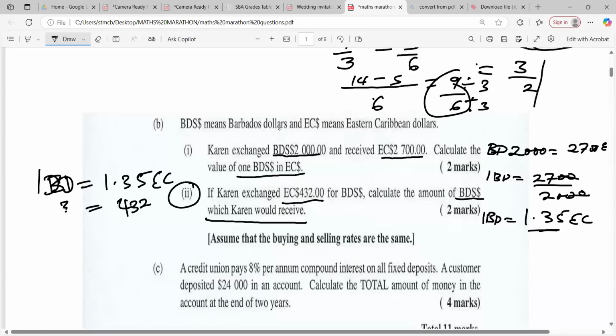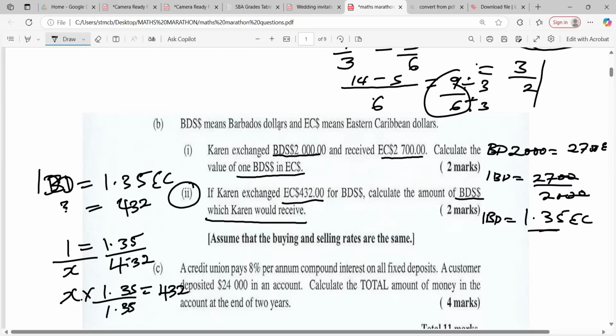So we can just set up a little thing, guys, where we say 1 equal to 1.35, just as it is, right? Over 432. Not 4.32, 432. And we don't know the value of this, so we can call it x. And then we cross multiply. So it will be x times 1.35 equal to the 432. And of course, to get rid of this now, we just divide by 1.35.